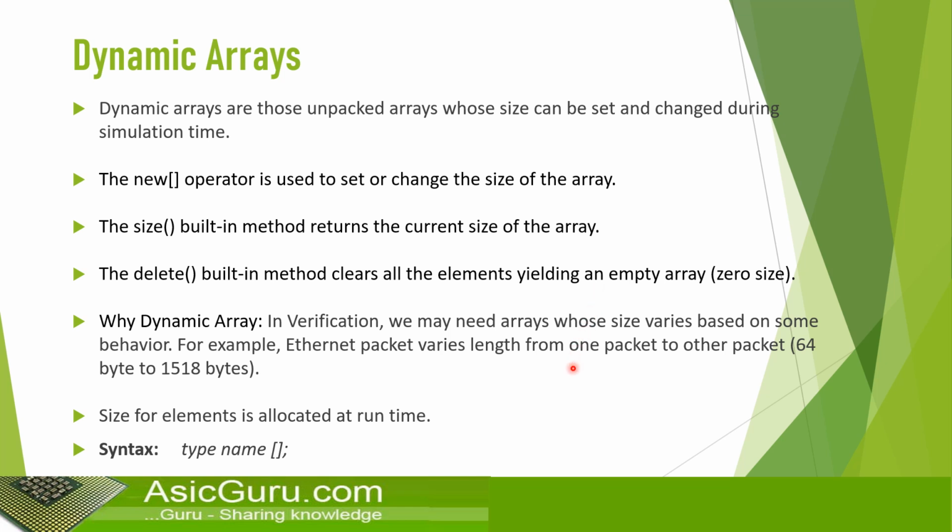Now, why would you use a dynamic array? In verification, we may need an array whose size varies based on some behavior. For example, Ethernet packet lengths can range from say 64 bytes to 1518 bytes per packet, and dynamic arrays are capable of handling this variable length. Finally, the size for elements is allocated at runtime. It is not fixed upfront. The syntax for dynamic arrays is very simple: type name, array name, and the subscript operator. You can see no initial size is mentioned here.